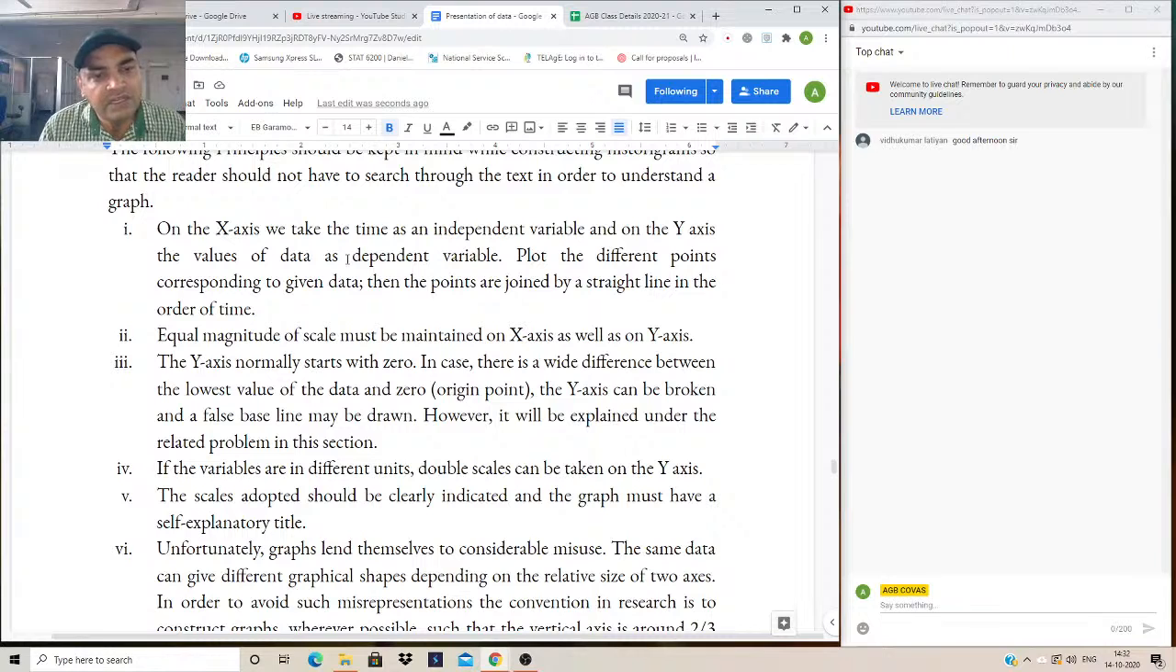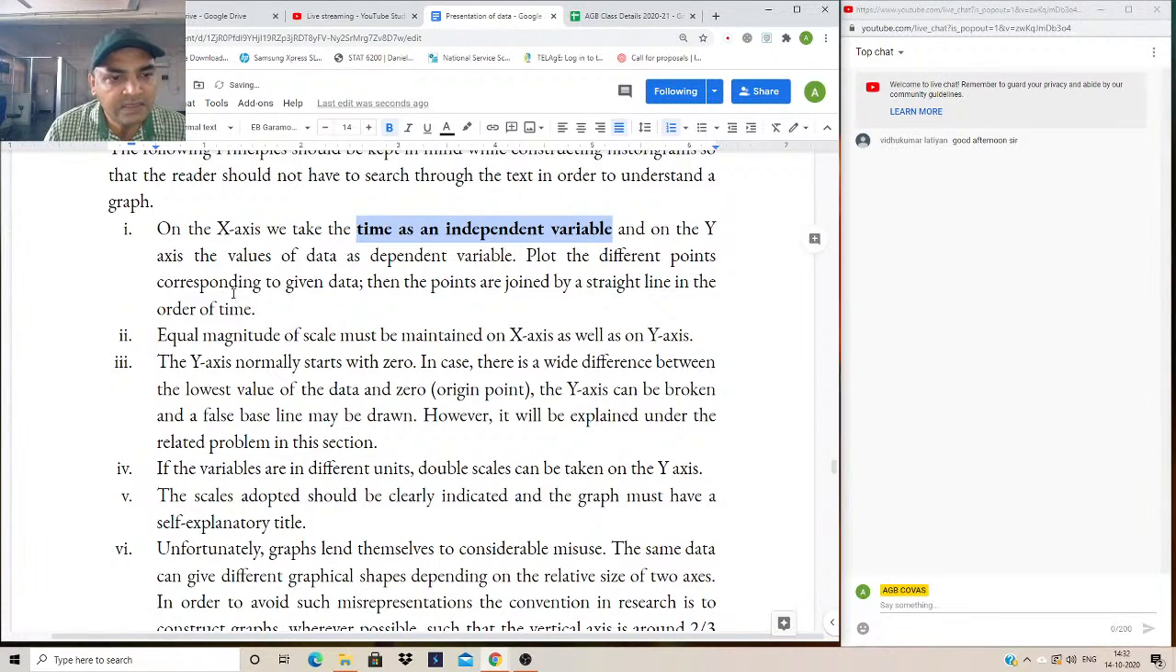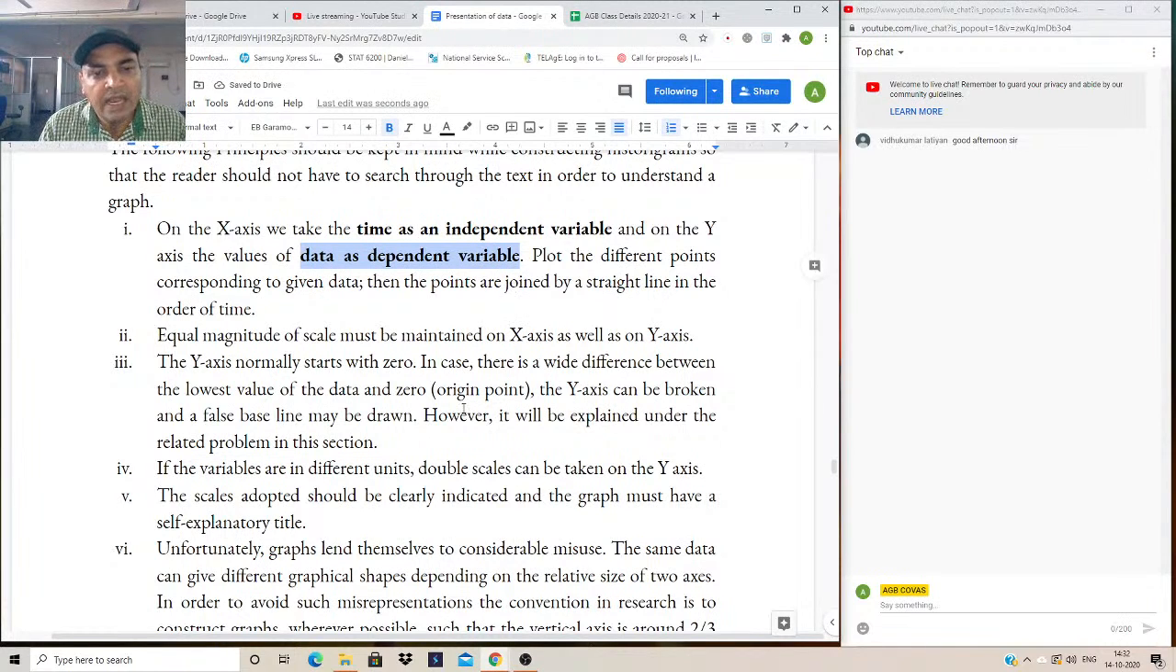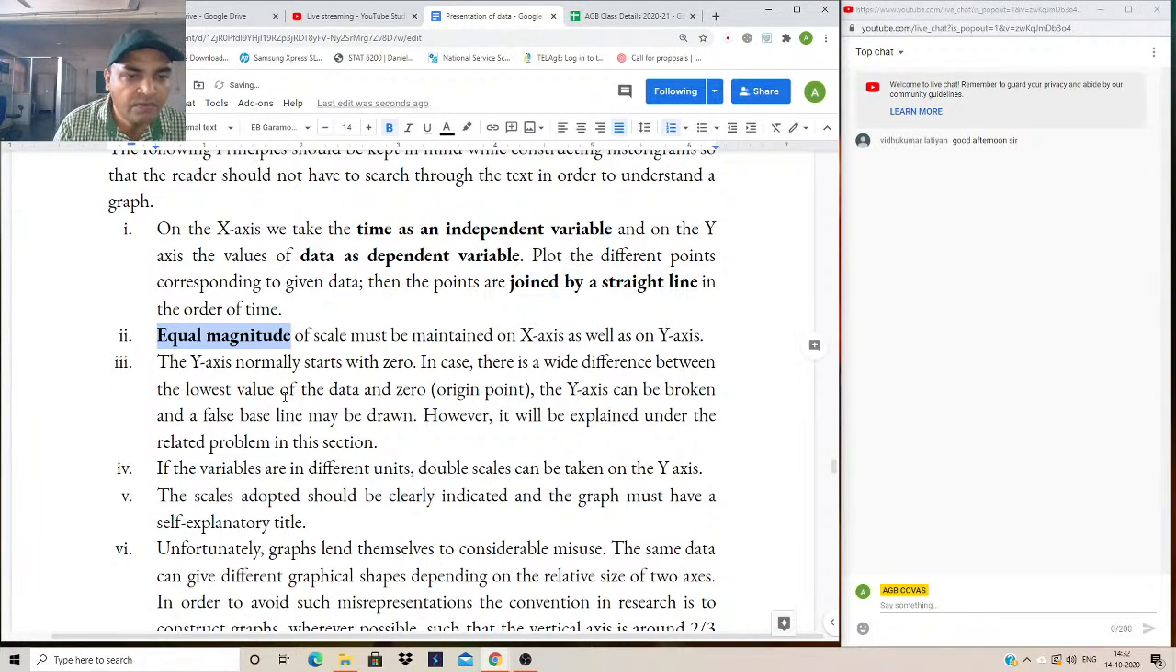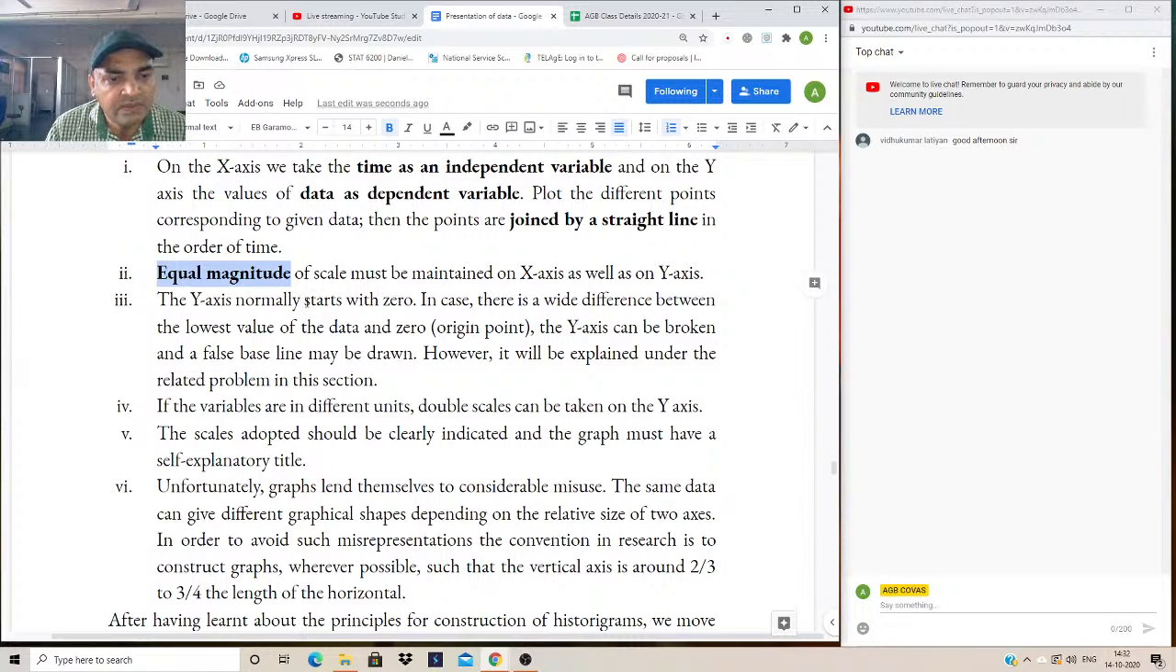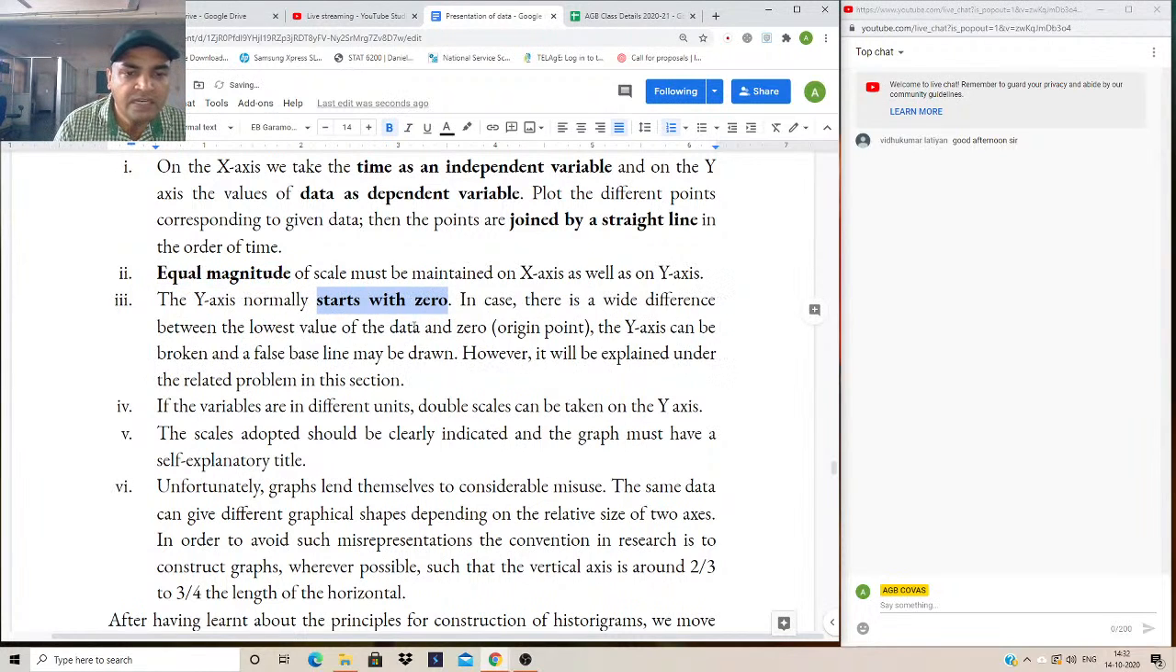On the x-axis, we take the time as the independent variable, and on the y-axis, we take the data as the dependent variable. Then we plot the different points corresponding to the given data, and these points are joined by a straight line in the order of time. Equal magnitude of scale must be maintained on the x-axis, that is, whatever magnitude you take for one unit, as well as on the y-axis. The y-axis normally starts with a 0.